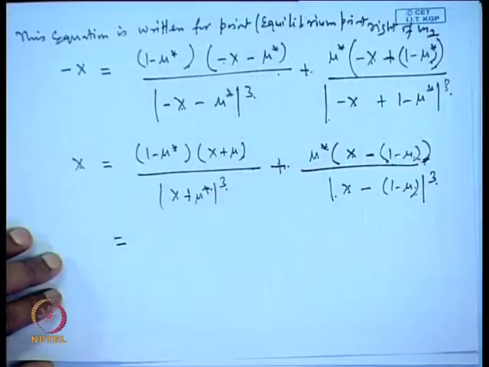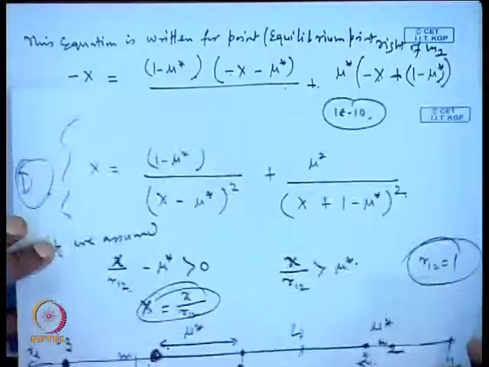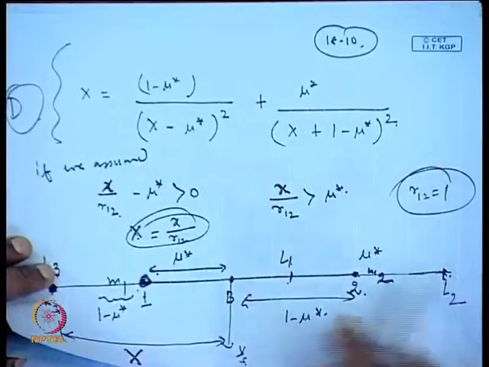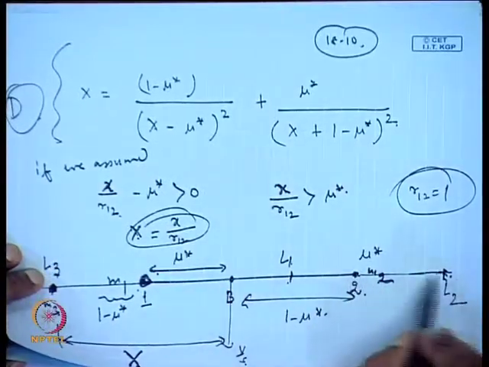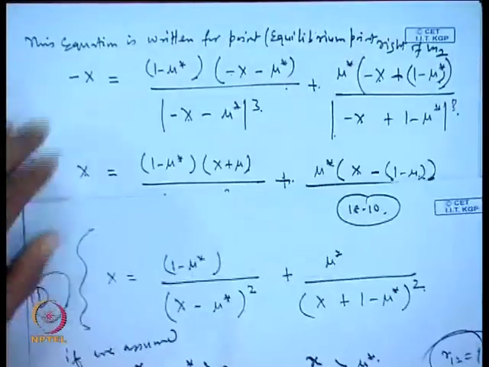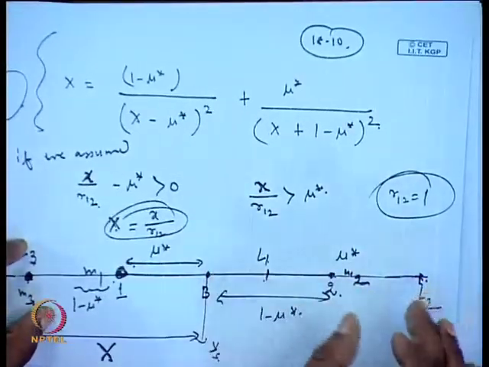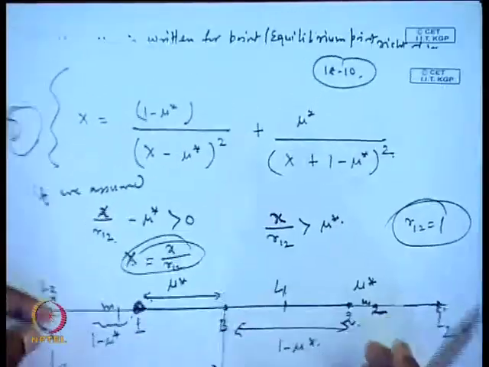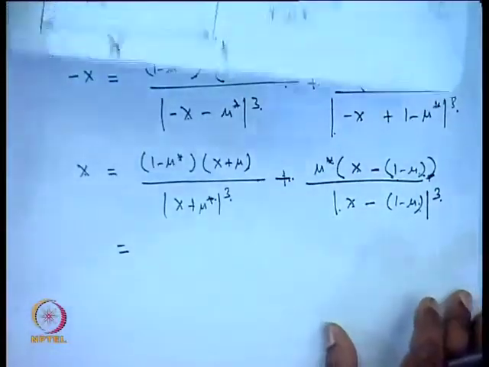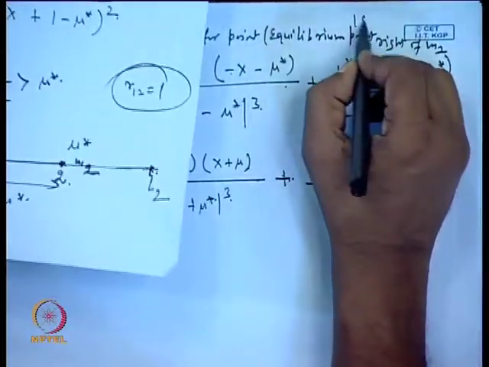So, what we are assuming, again going back to this figure, we are already taking the sign of here, replacing this by minus x. So, we are assuming here that this distance is now positive. Okay. So, this will give us another equation. This is our 18.